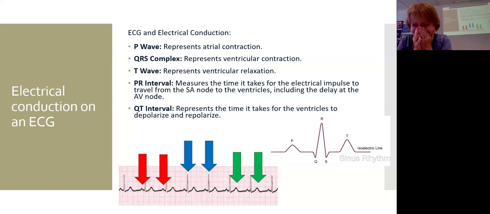Welcome to our lab. And then the QT, oh wait, let me show you where the PR is. It's the little yellow. Look, it's the P wave to the R. They're measuring that space. And then the QT represents the time it takes the ventricles to depolarize and repolarize. So see where the Q wave is, to the T, represents the time it takes for the ventricles to depolarize and repolarize, to contract and relax.